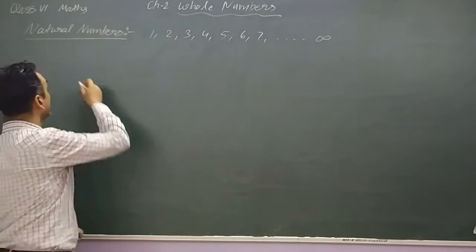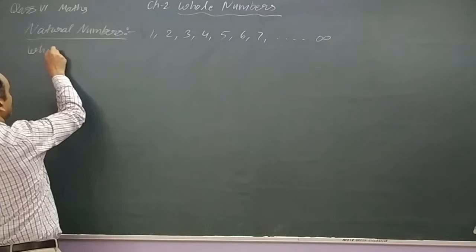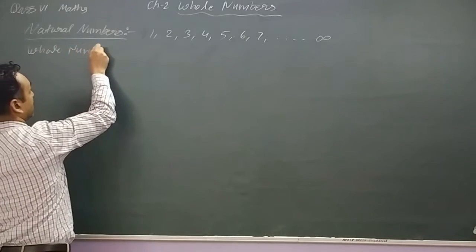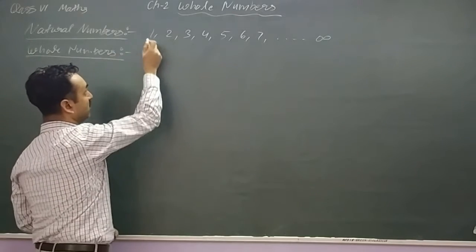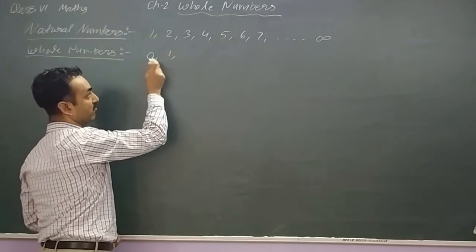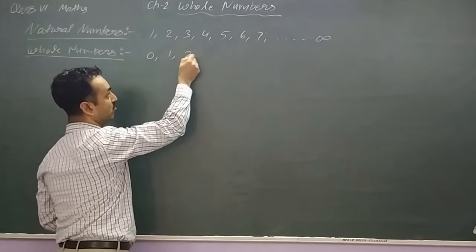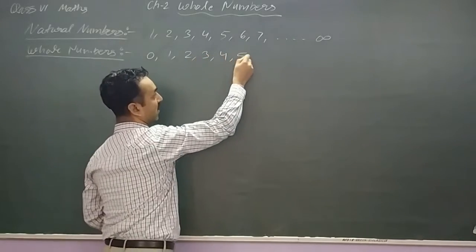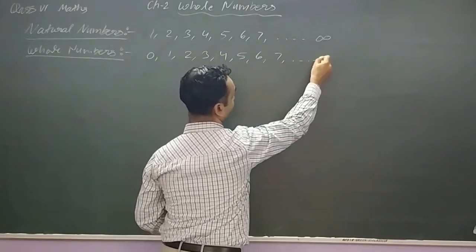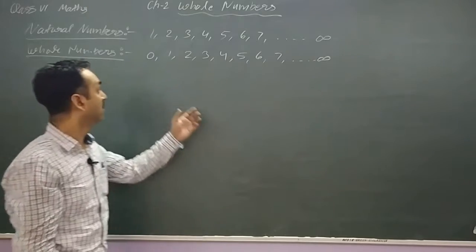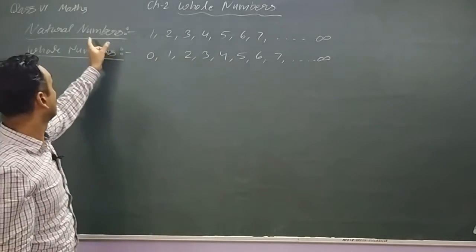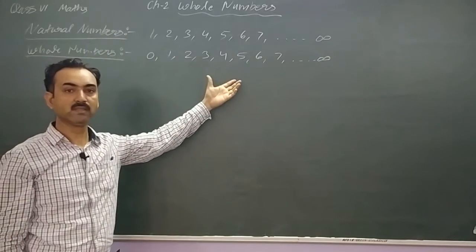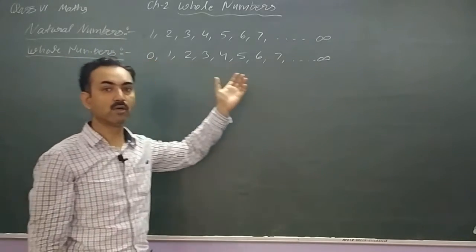Now we will do whole numbers. What is meant by whole numbers? If we include 0 in the natural numbers, that is, if we start numbering from 0, 1, 2, 3, 4, 5, 6, 7 up to infinity, this is called whole numbers. It means all the natural numbers are whole numbers, but all the whole numbers are not natural numbers.